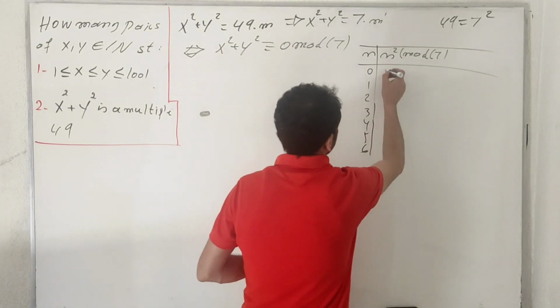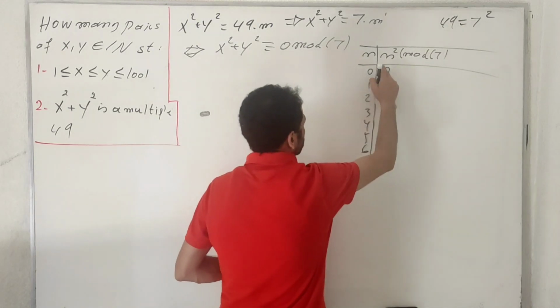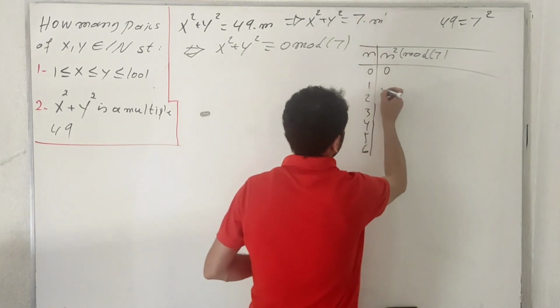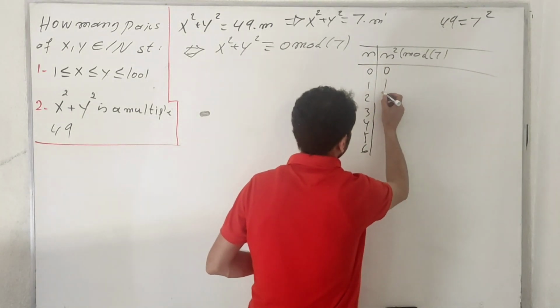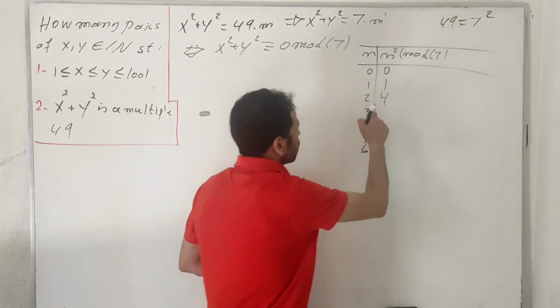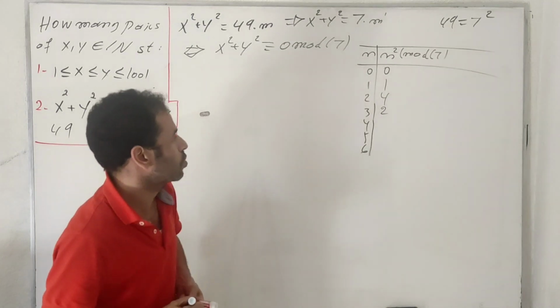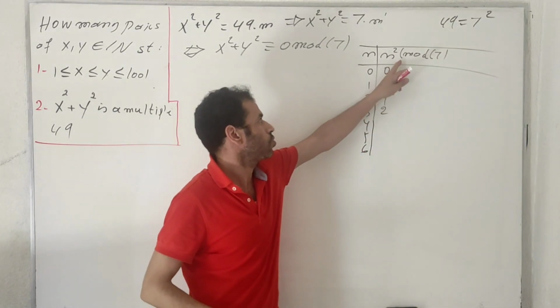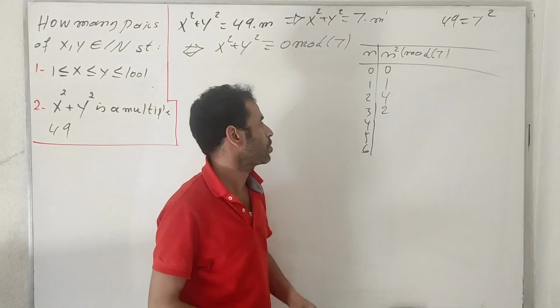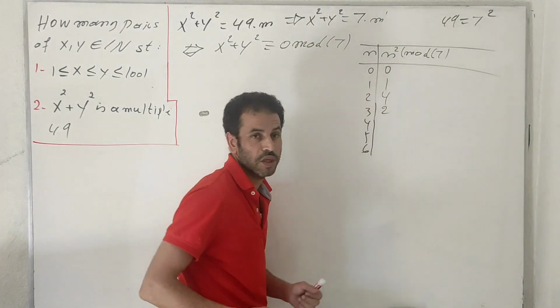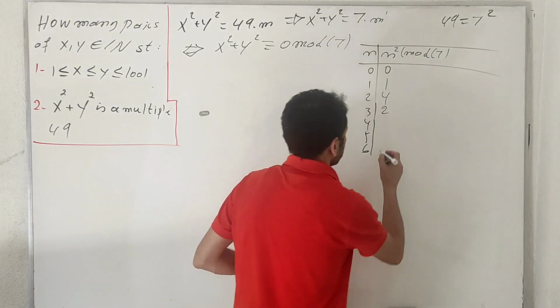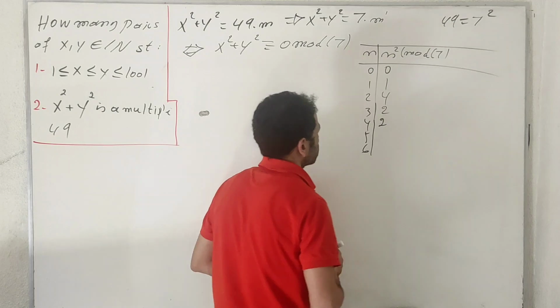For the first terms, 0 squared is 0, 1 squared is 1, 2 squared is 4, 3 squared is 9. 9 is the same as 2, congruent to 2 mod 7, because 9 is 2 more than 7. 4 squared is 16. 16 is the same as 2, it's congruent to 2 mod 7.